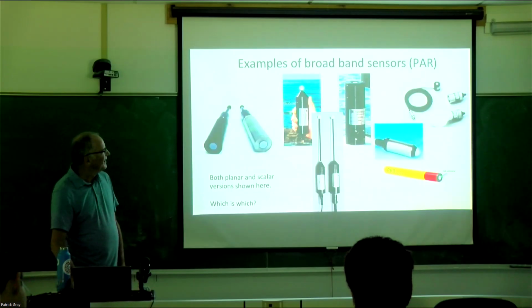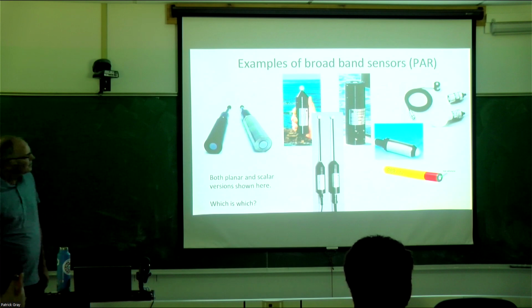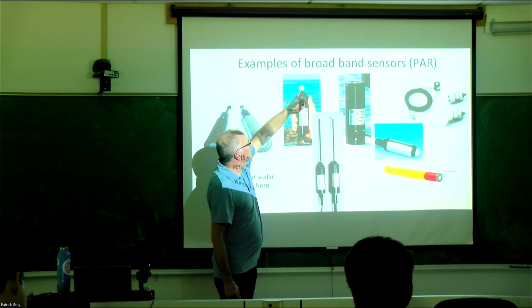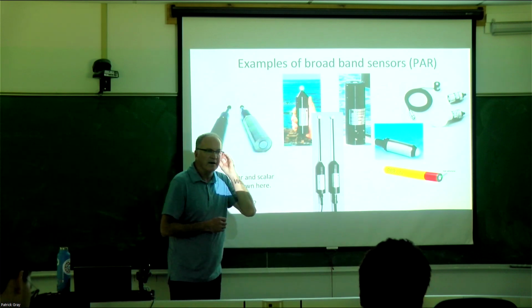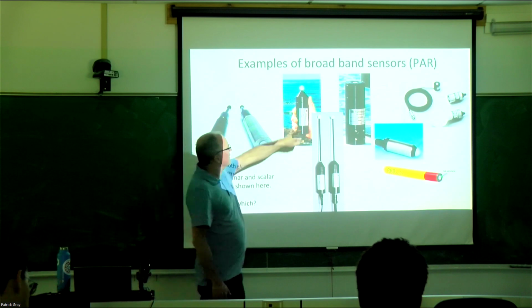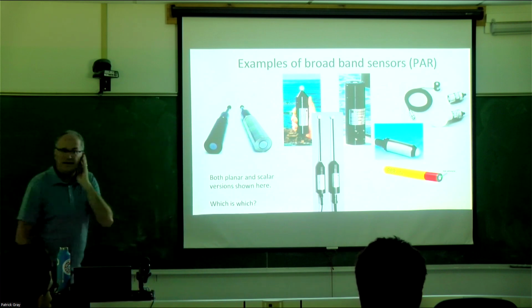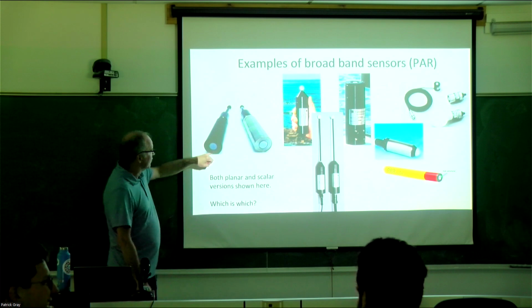All right, examples of broadband sensors. So what is this one? Cosine response. What's this one? Scalar irradiance. It's measuring scalar irradiance. Yep. What's this one measuring?